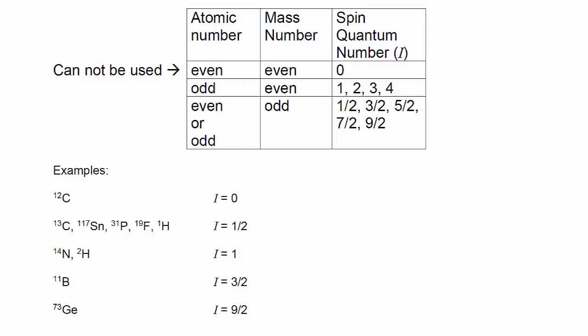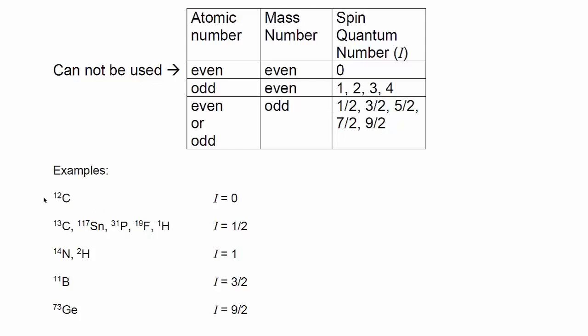If you look at odd atomic numbers and even mass numbers, then you start to get nuclei that can be seen in the NMR. And their spin quantum numbers will all be integers. They have different values depending on the example. Now the third and final case is if you have an odd mass number. If you have an odd mass number, it doesn't matter if you have even or odd atomic number, you'll have fractional spin quantum numbers.